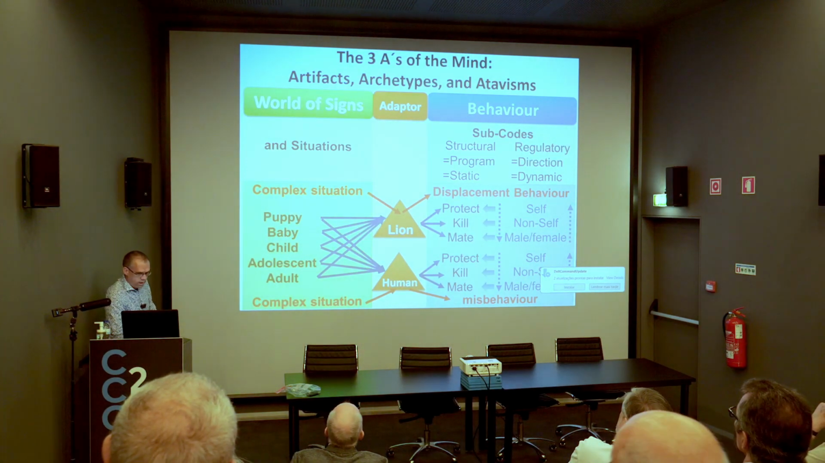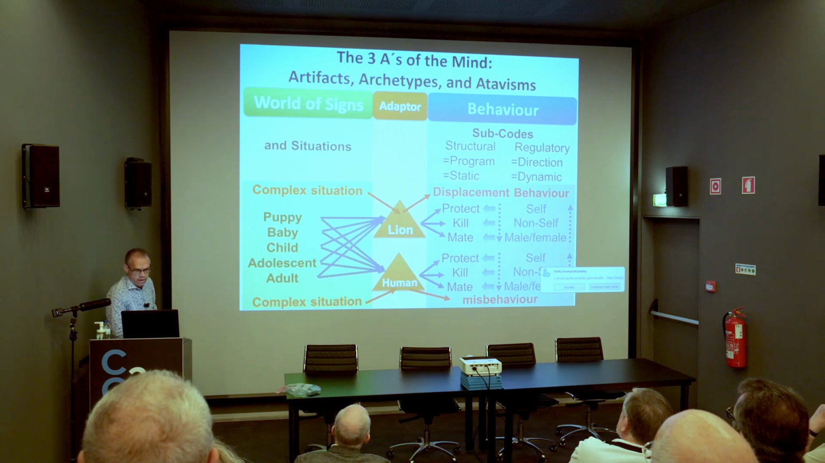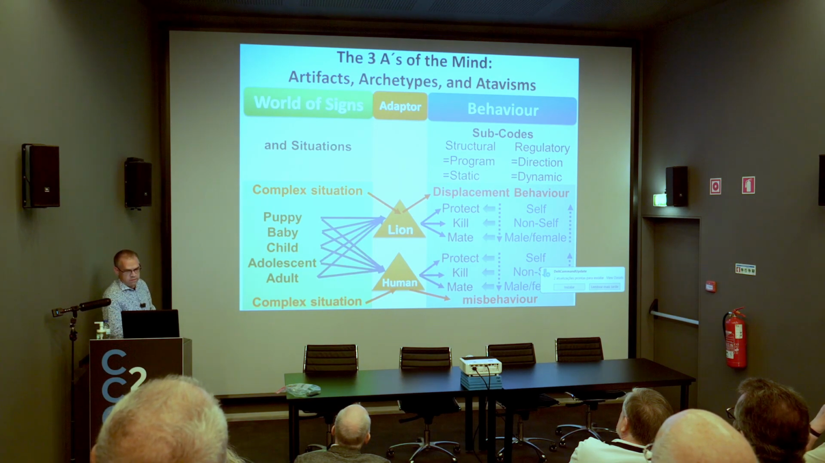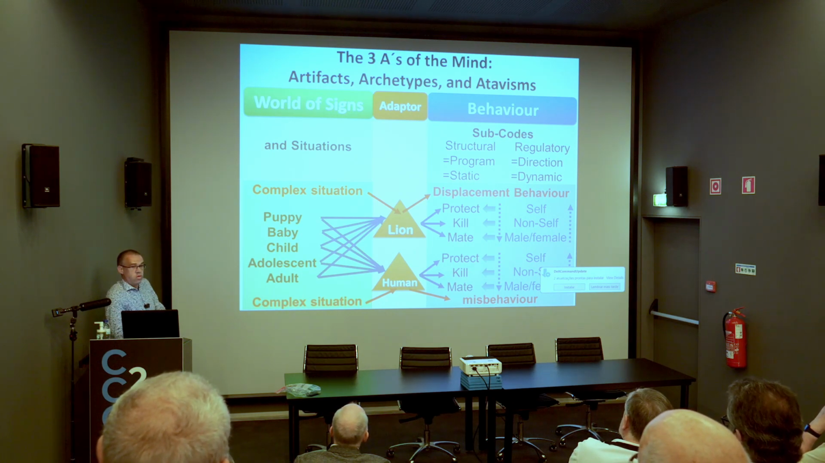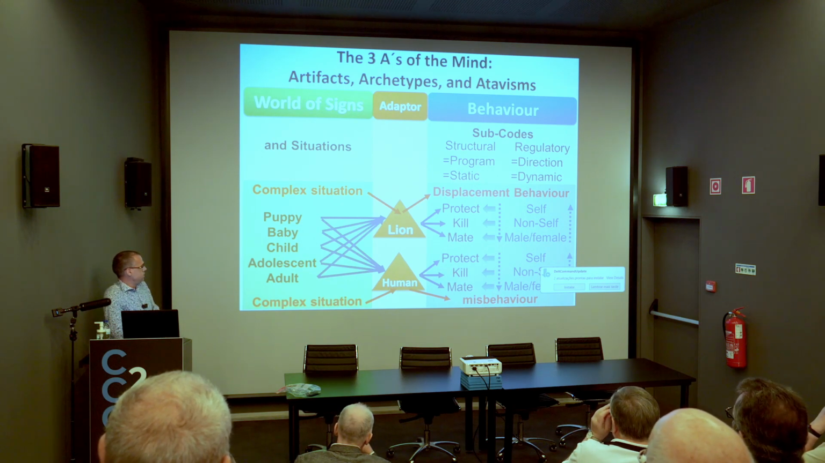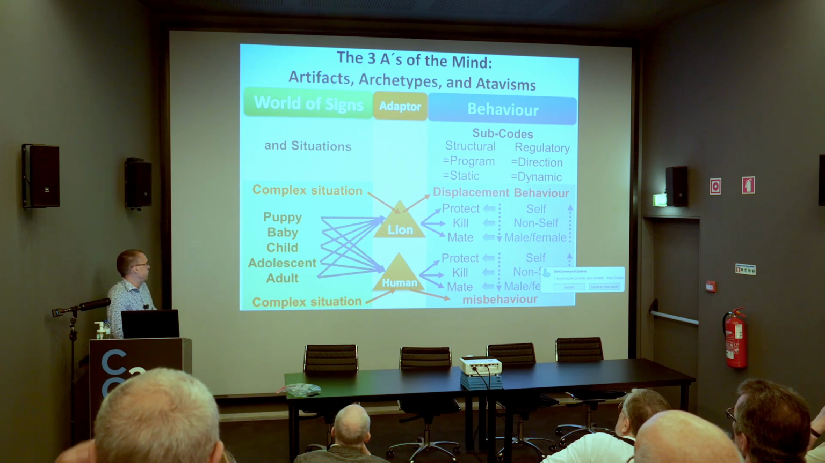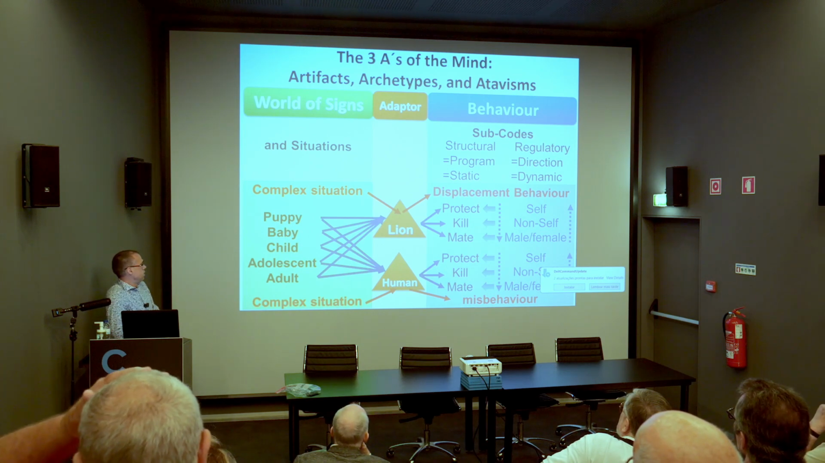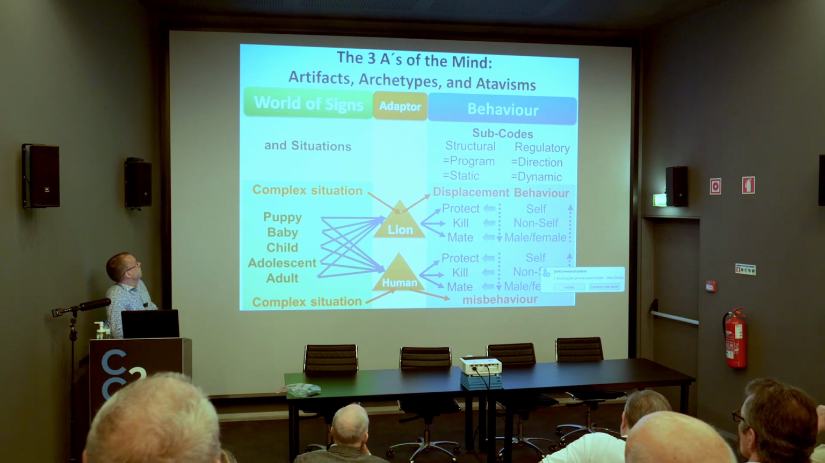So the 3 A's of the mind: artifacts, archetypes, and otherisms. I really was inspired by Joao's paper, that these archetypes are patterns of behavior that are inherited, and how this relates to codes.